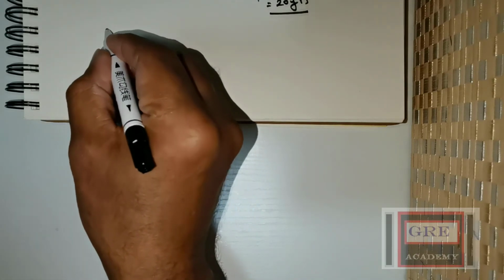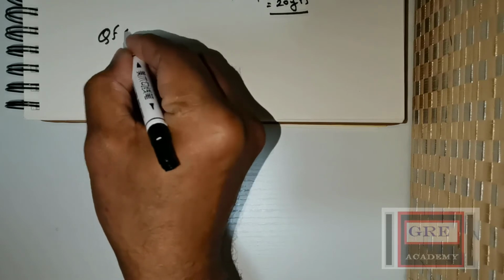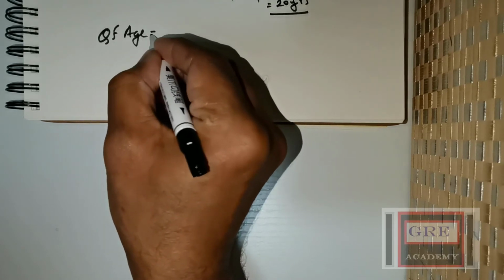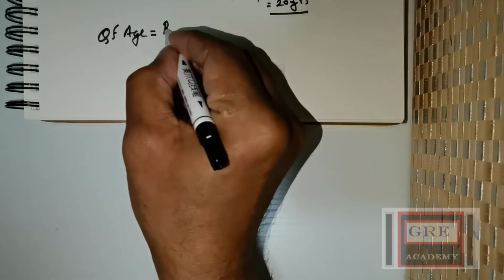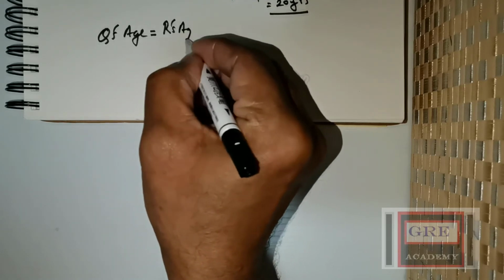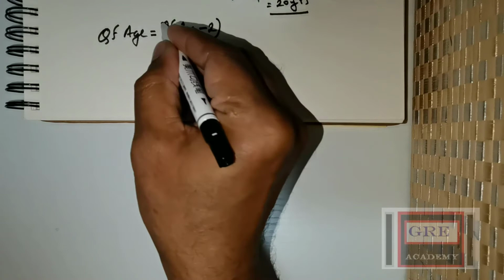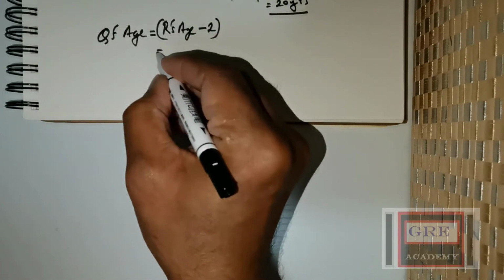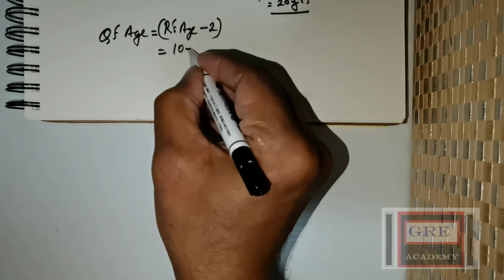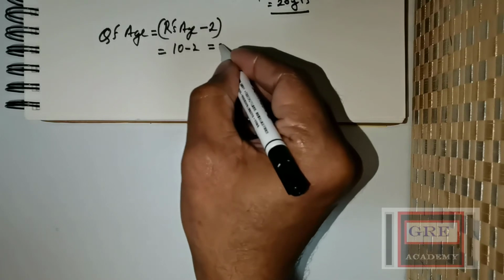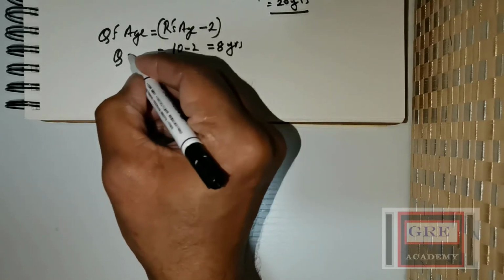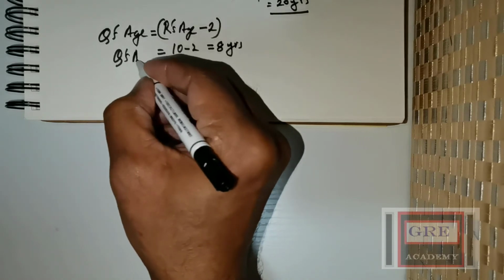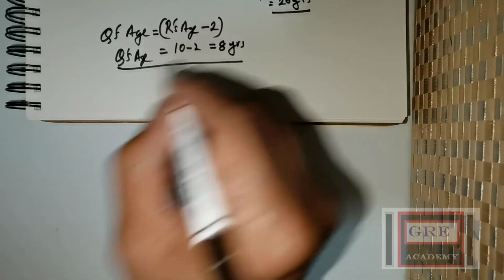We are given that Q's age is 2 years younger to the age of R. That means R's age minus 2 would give us Q's age. R's age is given as 10, so 10 minus 2 is going to be 8 years. This is the age of Q. So this information we have got.